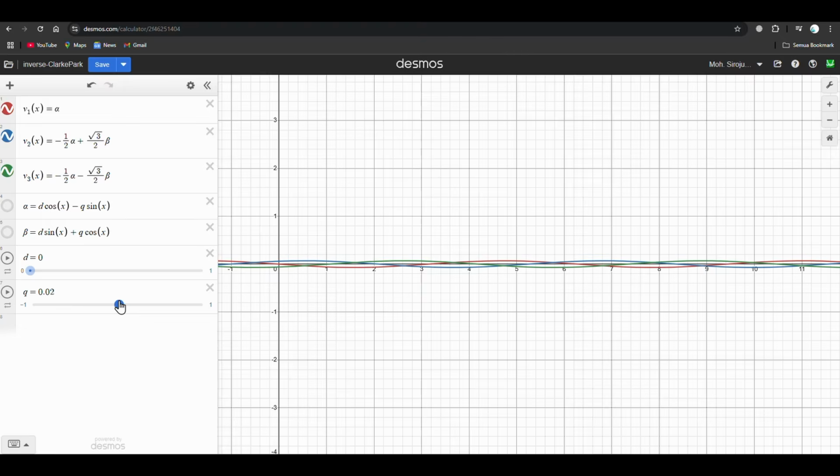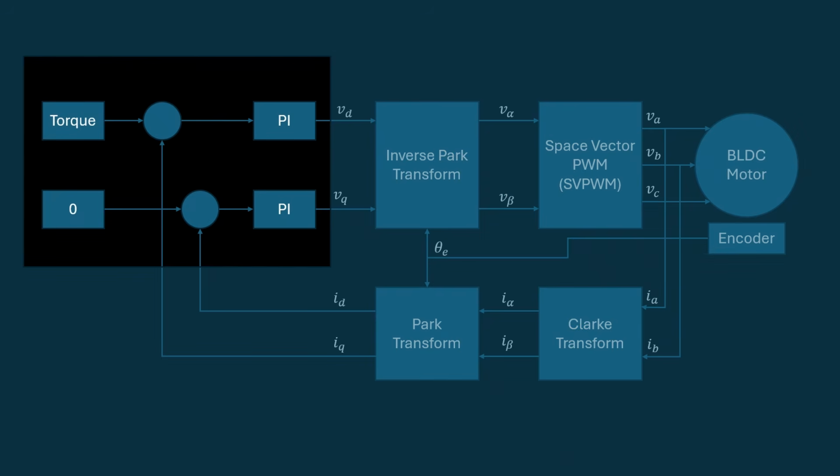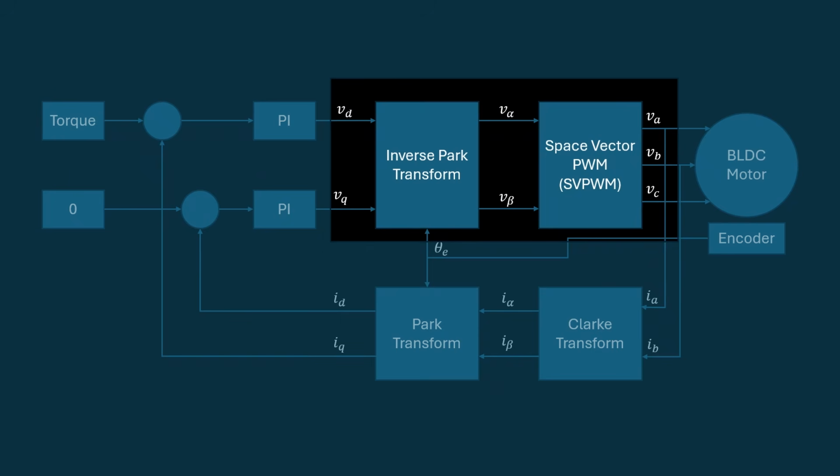By controlling these two components using PI controllers, we can generate stable and precise three-phase sinusoidal currents without manually creating sine signals. The output of this control is converted back into three-phase voltage using the inverse Park transform and space vector PWM.